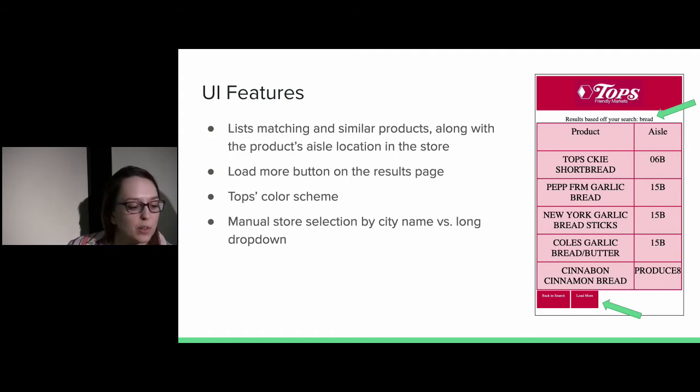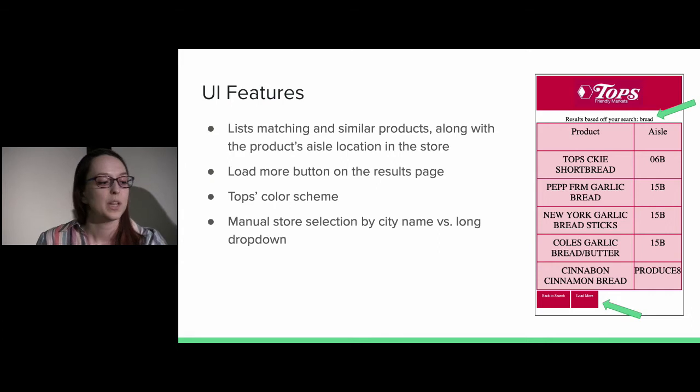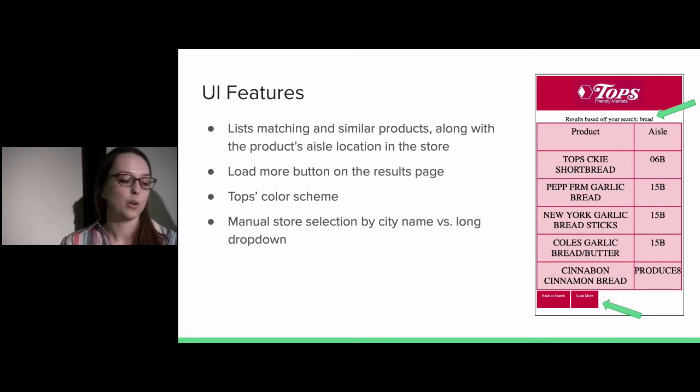Another big feature that we focused on, that Sultan's going to go a little bit more into now, is the way that the store selection process works. We can either do it automatically through the Google Maps API, like we mentioned, if you approve your location, or if you don't, you can manually select your store by searching by city name.